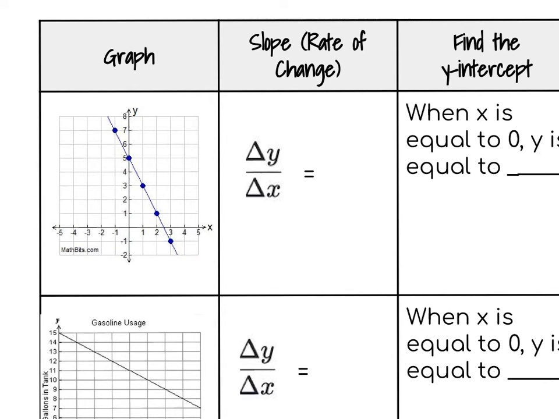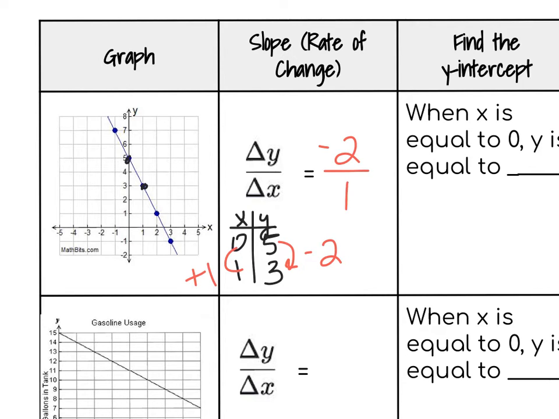There's a couple things you can do here. What I've seen people do a lot is just pull 2 points off the graph. So 0, 5, and take that point. And here's another point. Looks like it's at 1, 3. Then they go through and they do their change in y. Let's see, minus 2. Change in x, plus 1. So the slope is negative 2. That's one way you could do it.